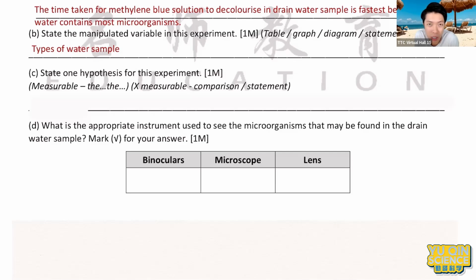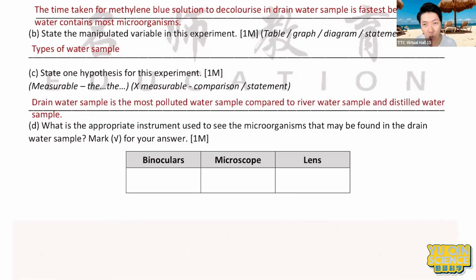But nonetheless, those who write oxygen content, remember your manipulated variable is not oxygen content. Your manipulated variable is the type of water, isn't it? That's a risky answer. The shorter the time taken for methylene blue to decolorize. Yes, the more polluted the water sample is, the shorter the time taken for methylene blue solution to decolorize. That's good. Ladies and gentlemen, this is what I call comparison.